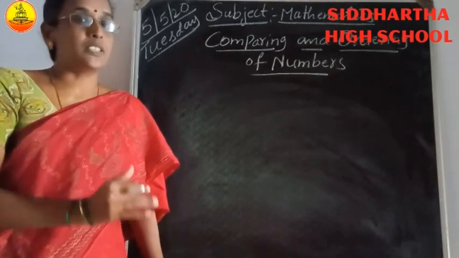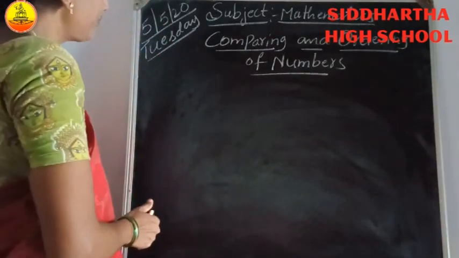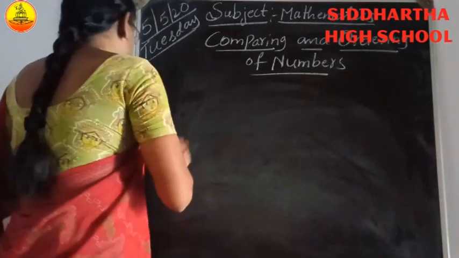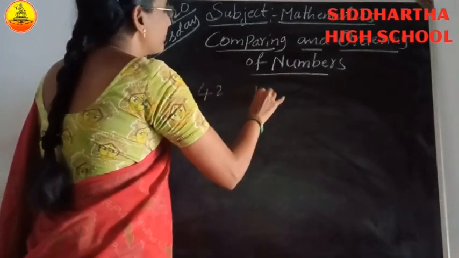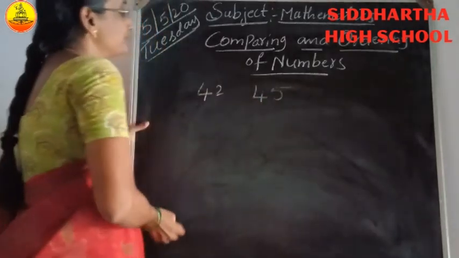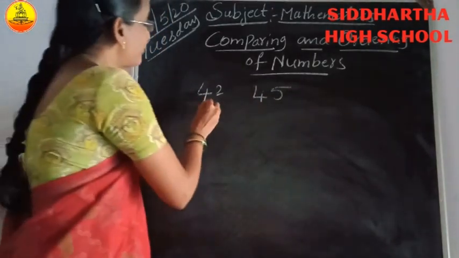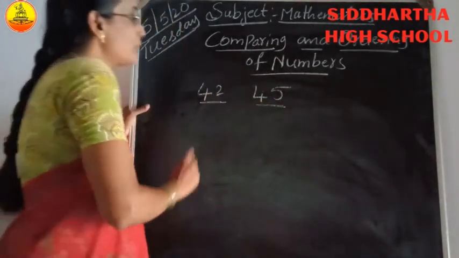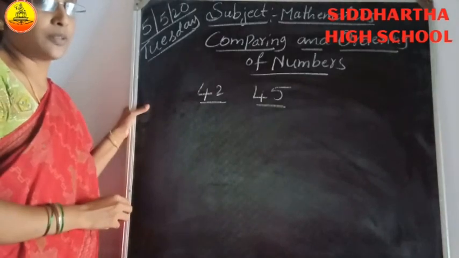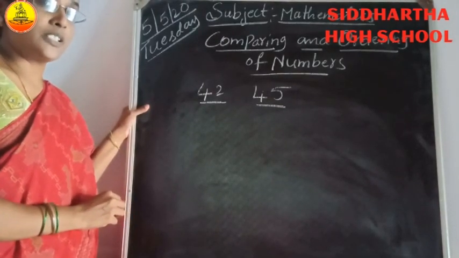Numbers or anything. Look here: 42 and 45. Maybe here 42, here 45. You are comparing these two numbers. Which is big, which is small.